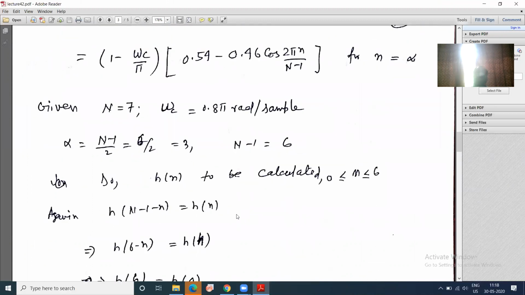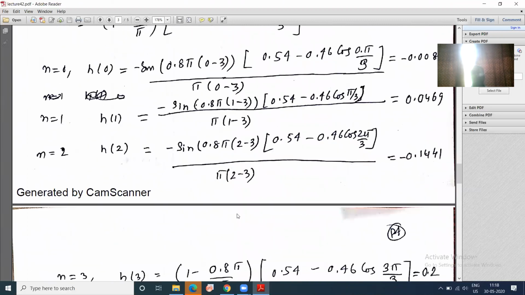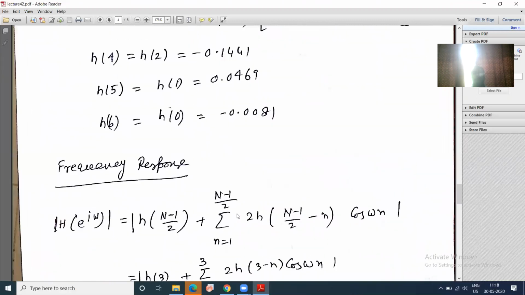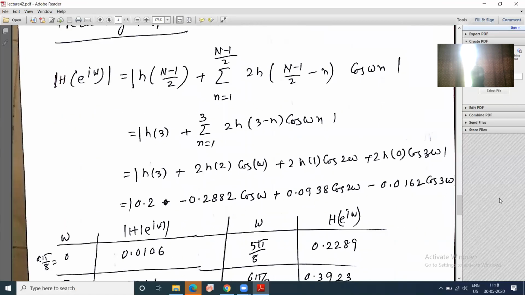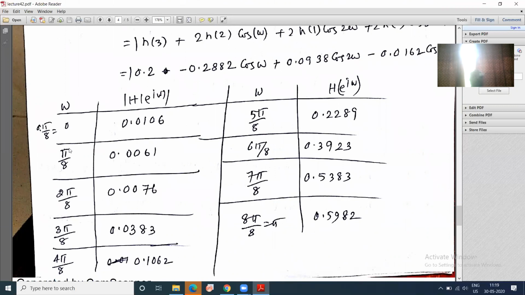Okay. Now, if I have H of e power j omega, then you have this expression. Now, you substitute omega equal to 0, omega equal to pi by 8, 2 pi by 8. I have said that you can take more number of points, but practically when you are solving a problem in an examination, taking more number of points will be difficult because you have to manage within a limited time.